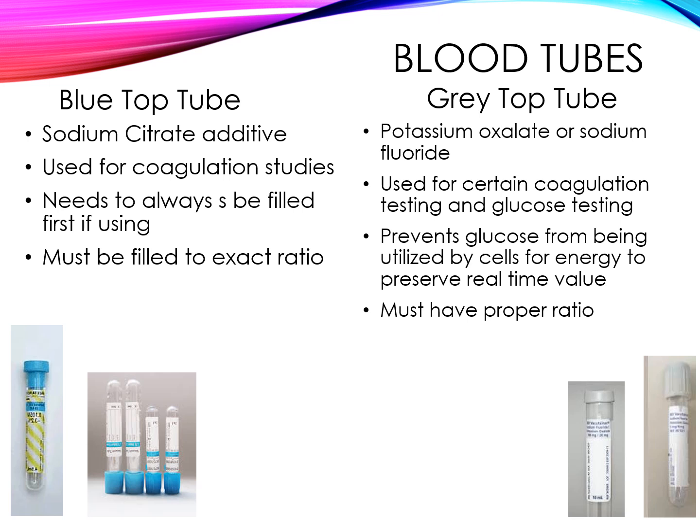The gray top tube is a lot less common than some of these other ones, but they have potassium oxalate or sodium fluoride additives. They're used for certain coag testing as well and glucose studies. The gray top tube prevents glucose from being utilized by cells for energy to preserve real-time value. And this is another tube where we want to have the proper ratio to the additive of blood.